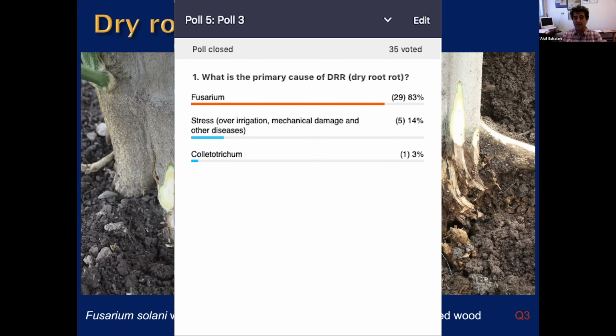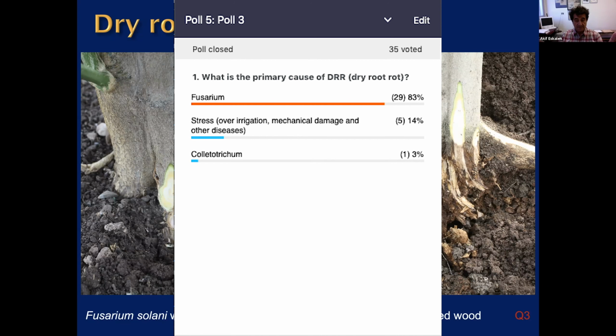The second one is mechanical damage. Mechanical damage could be caused by cultivation equipment, or by rodents and other animals, and it could open an entry point for the pathogen to get into the plant and then advance. Let me put it another way.